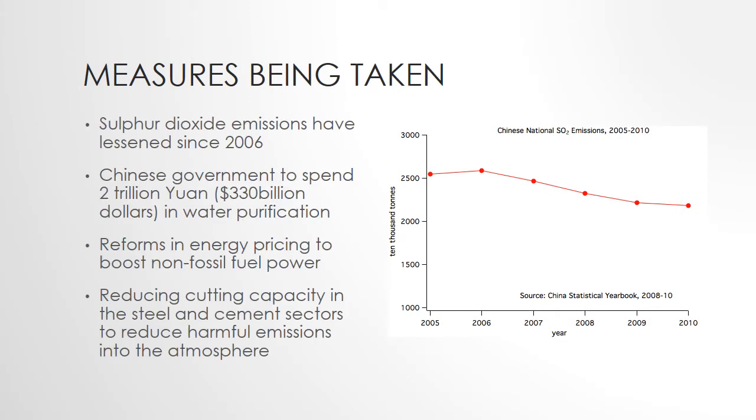China is taking measures into its own hands in trying to reduce air pollution and its effects on the environment. Xi Jinping, the president of China, declared war on the issue of pollution and spoke out for the reduction of harmful gases in the environment. The Chinese government decided to spend 2 trillion yuan, or $330 billion, on water purification caused by acid rain. There are also reforms in energy pricing taking place to boost non-fossil fuel power, as well as the reduction of steel and cement sectors to reduce the harmful emissions into the atmosphere.